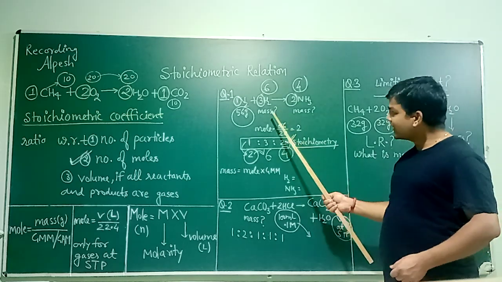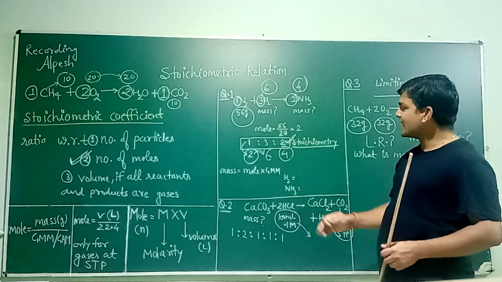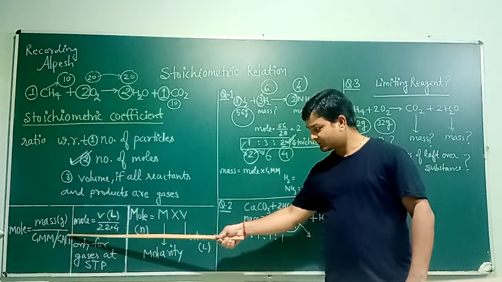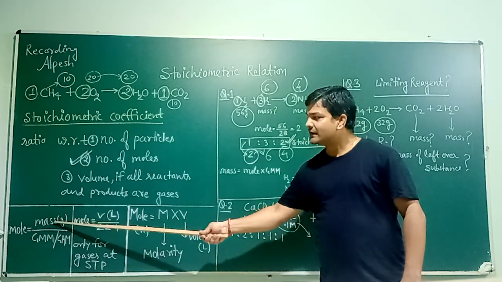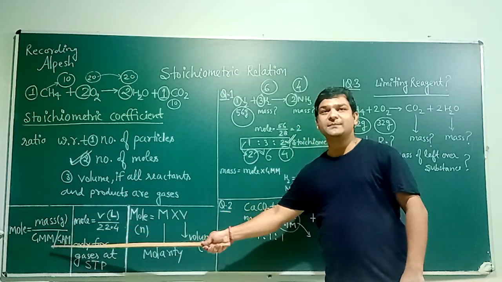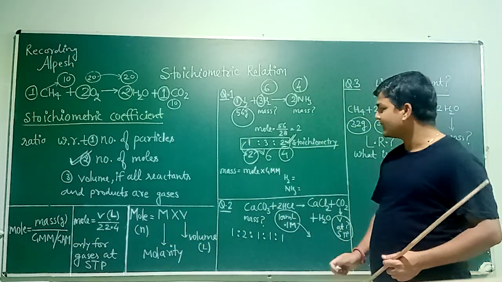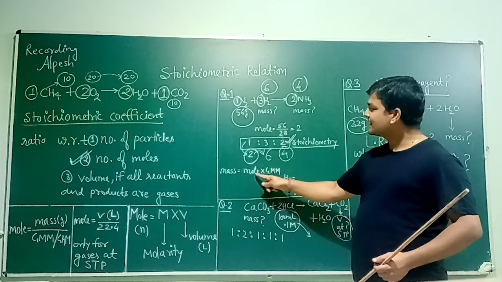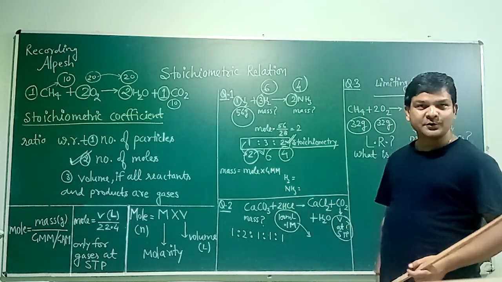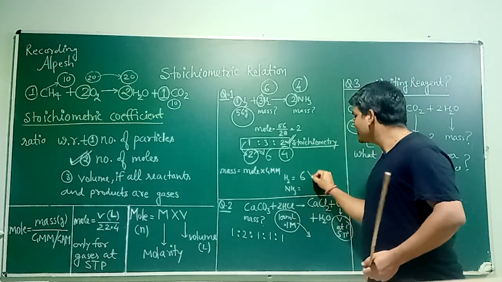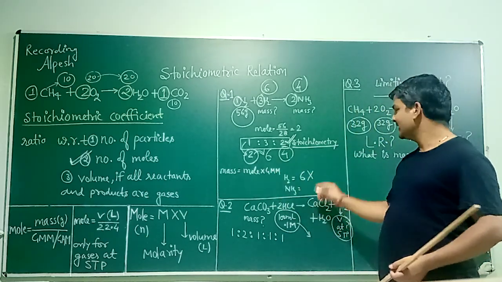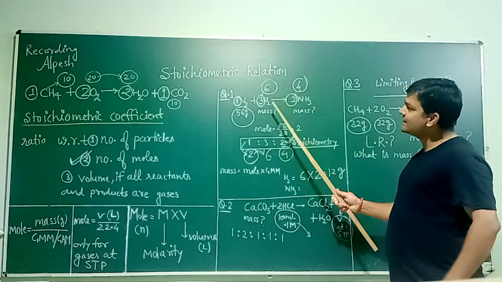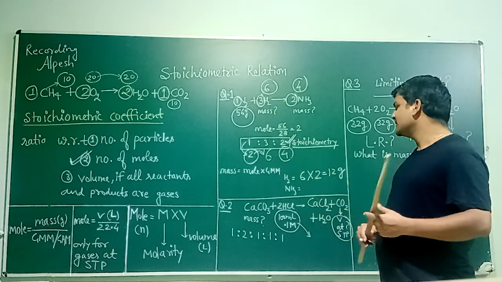Now here you need to calculate mass and not moles. So convert these moles into mass by using the same formula. Mass equals mole multiplied by GMM, gram molecular mass. So mass equals mole into GMM. For hydrogen, the number of moles we calculated is 6, into gram molecular mass of hydrogen, which is 2. The answer is 12 gram. So we get the first part: hydrogen required is 12 gram.